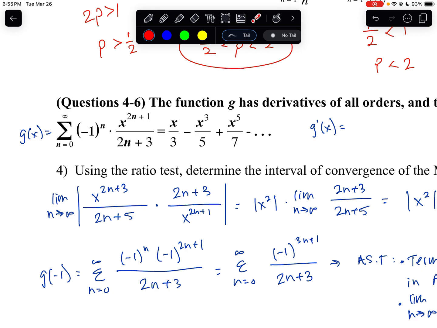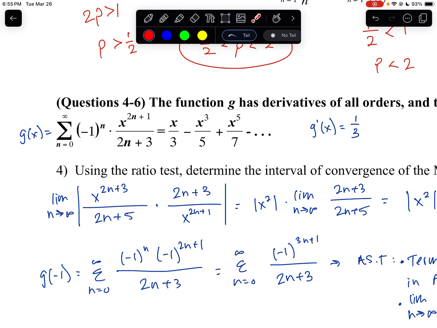If I were to plug in n equals 0 here, well, I get x to the first power over 3, which is what this term is. How do I take the derivative of this? Well, I drop the power, decrease it to 0. Well, then this is just going to be 1/3. If I plug in n equals 1, this becomes negative, which is why it's negative right here.